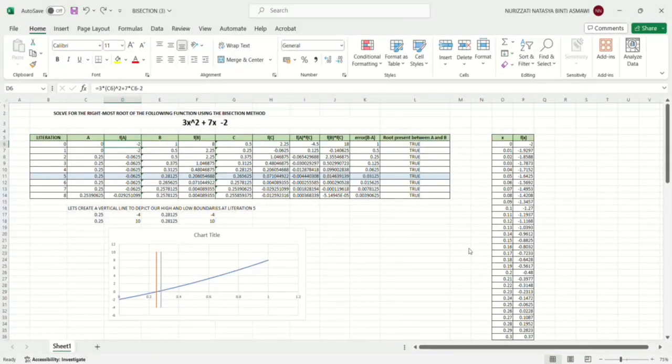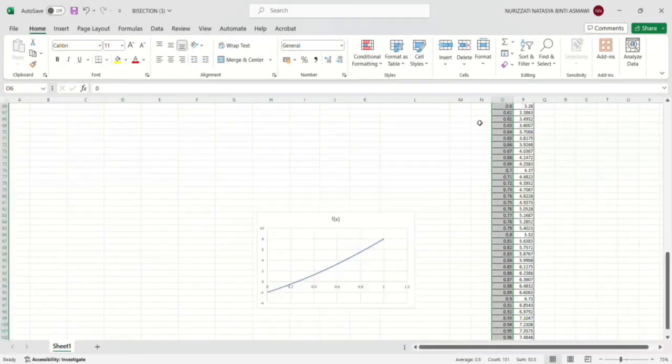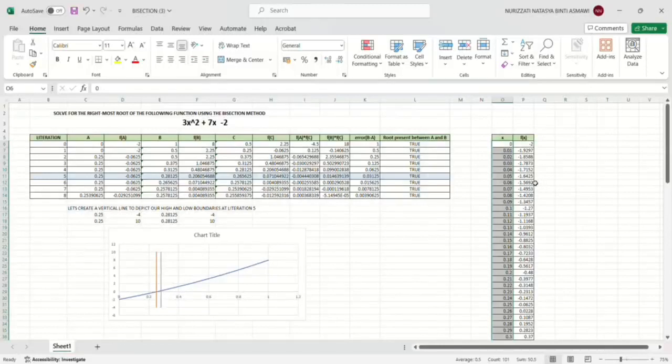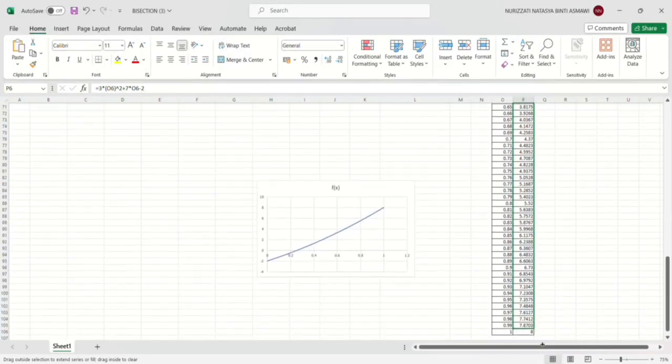Next, we need to make another table that contains x and fx. Then we need to continue the value of x with 0 first, and then continue it with 0.01, and then we need to drag it until we get the value of 1. Next, we need to copy the value of negative 2 from D6 and paste it at fx. And then we need to do the same thing. We need to drag the value until it reaches 1.